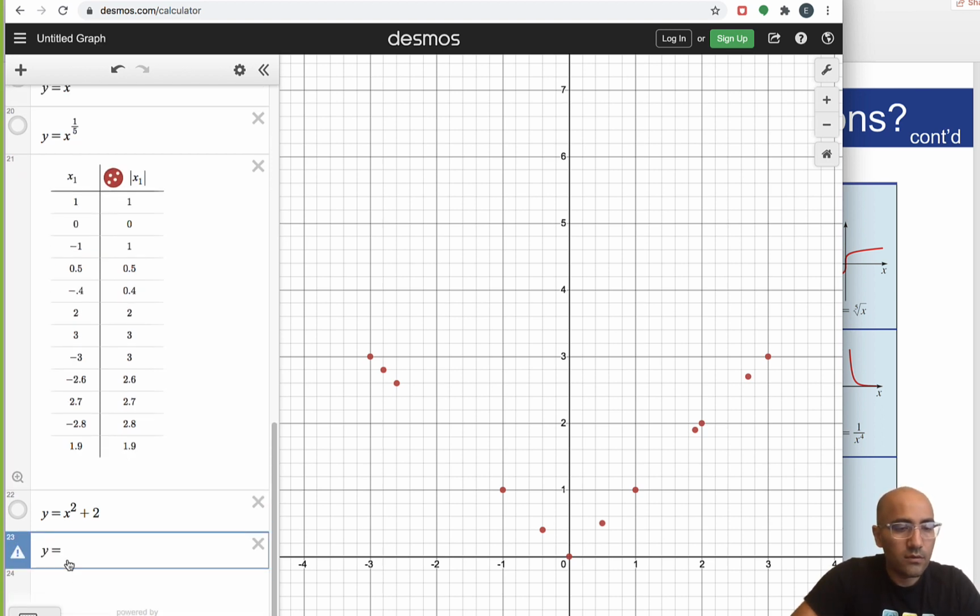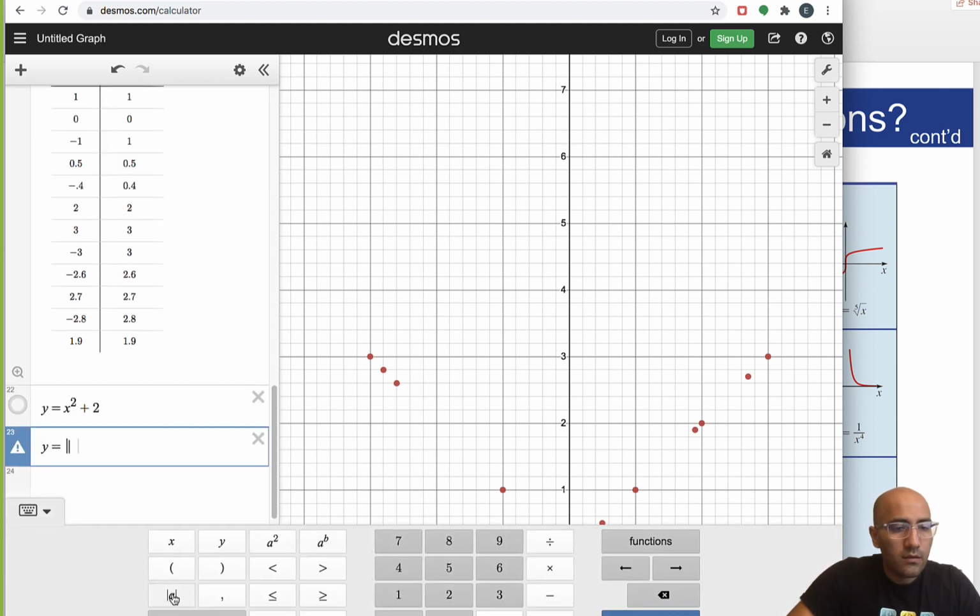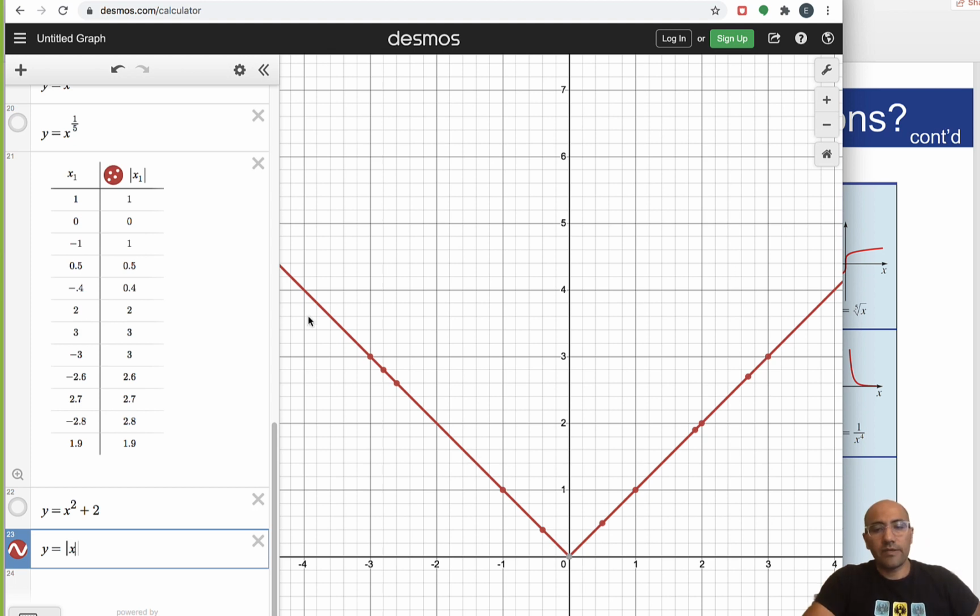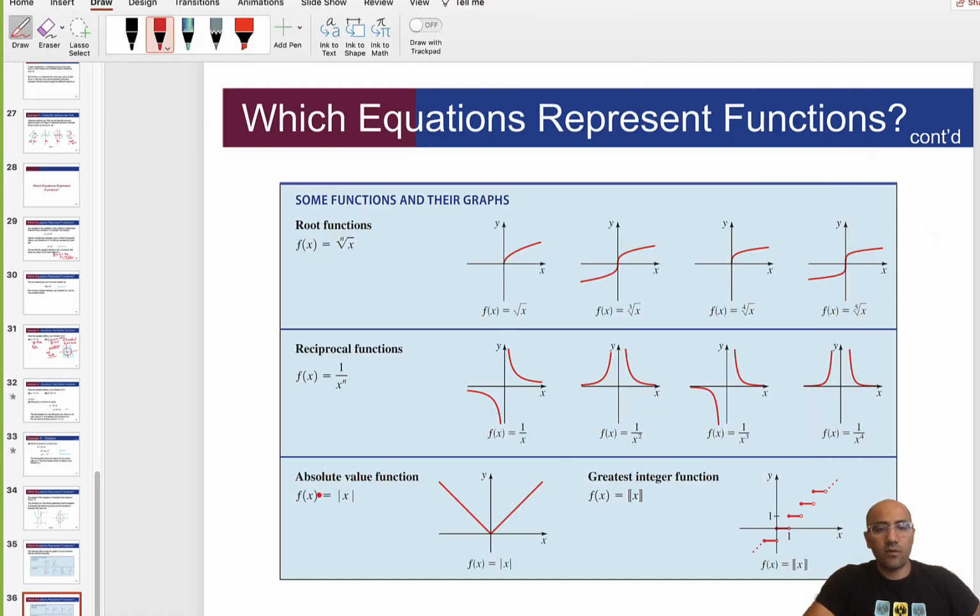eventually they begin to fill in the shape of y equals absolute value of x. They begin to fill out that shape, right? So it looks like a V. That's why the graph of the absolute value function looks like this V shape.